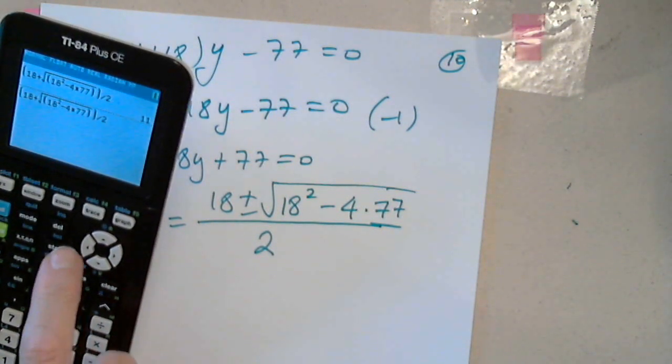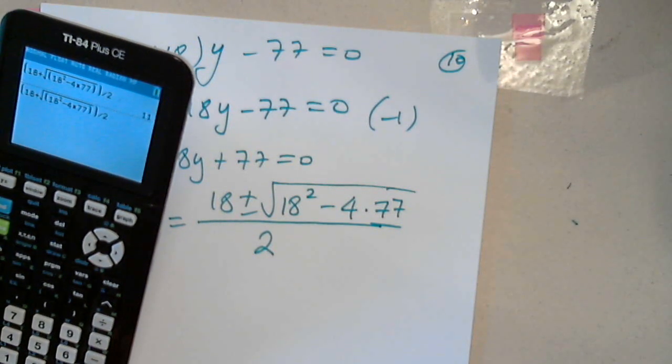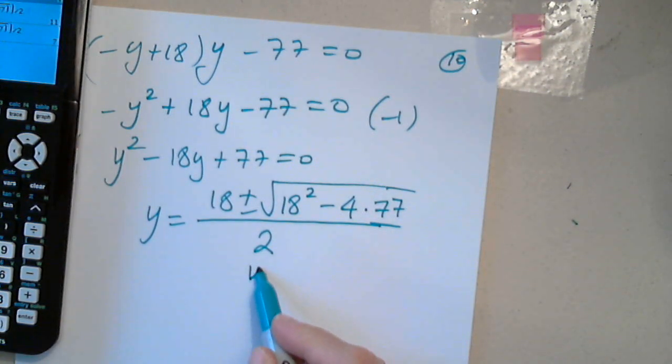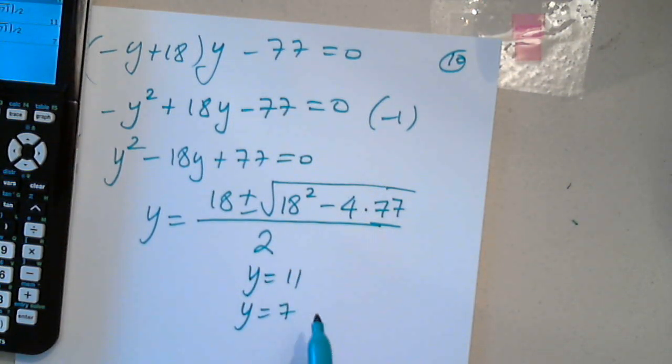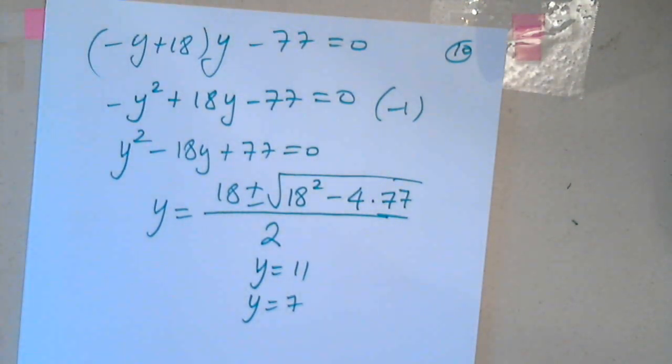And then I repeat, which is much easier than with the software on the computer. And I got 11 and 7. So y equals 11 and y equals 7. That's good, but that's not good enough. I have to go back and find x.